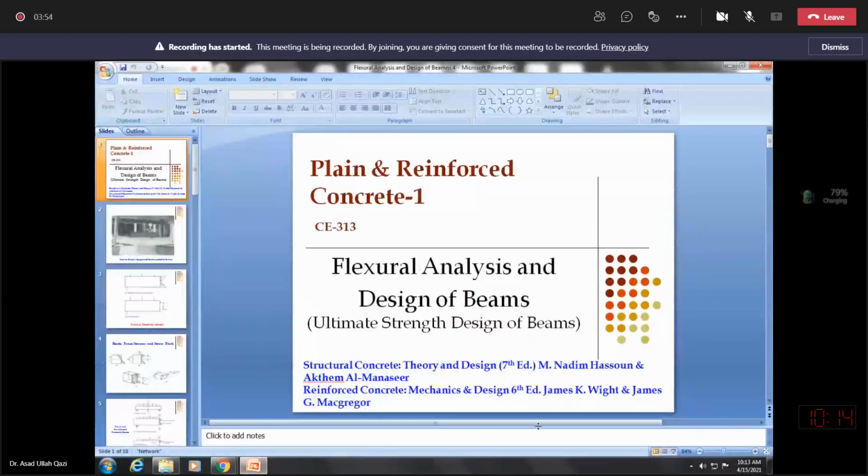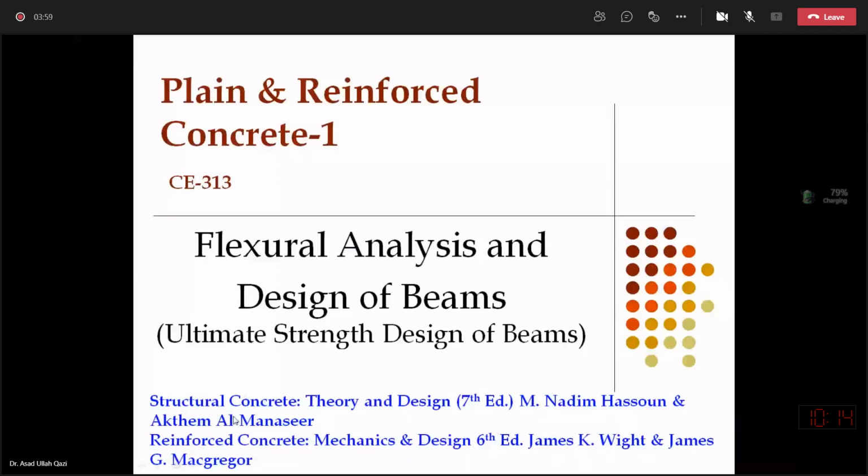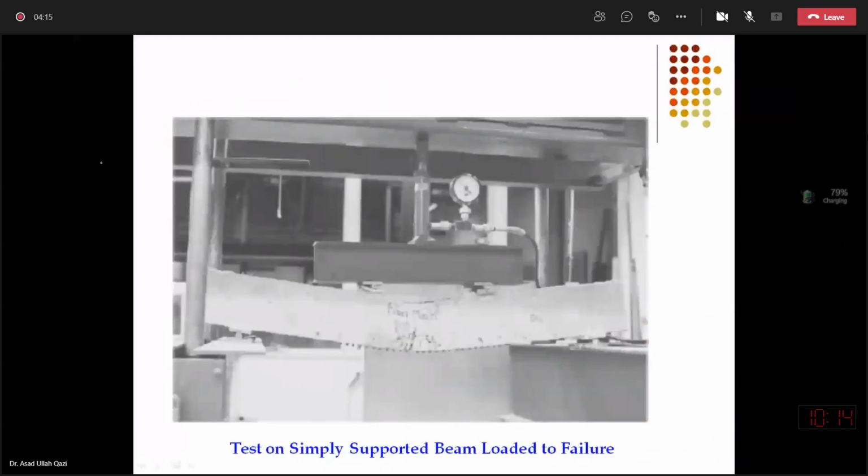So I have copied a few pictures in this presentation from the 7th edition of M. Nadeem and the 6th edition of McGregor. So this picture, copied from the 7th edition of M. Nadeem, shows a test on a simply supported beam loaded to failure.